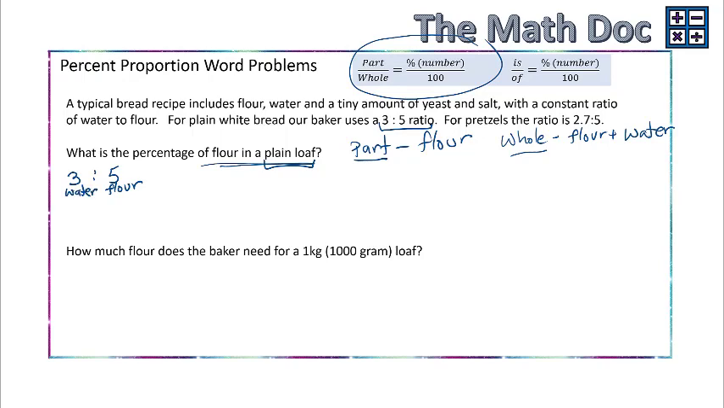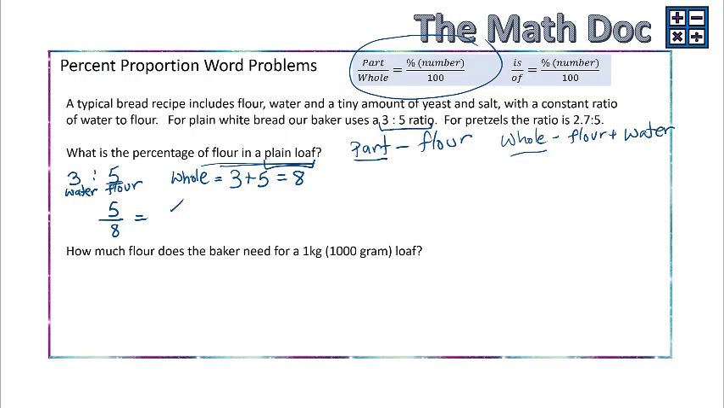So let's take this ratio and see what our whole would be. If we have 3 parts water, that would mean 5 parts flour. So our whole weight would be 3 of the water plus 5 of the flour, so in this case, our whole would be 8. Now what is our ratio of flour to the whole? Our flour here is 5, because we have more flour than water, and the whole is 8. So our ratio is 5 to 8.